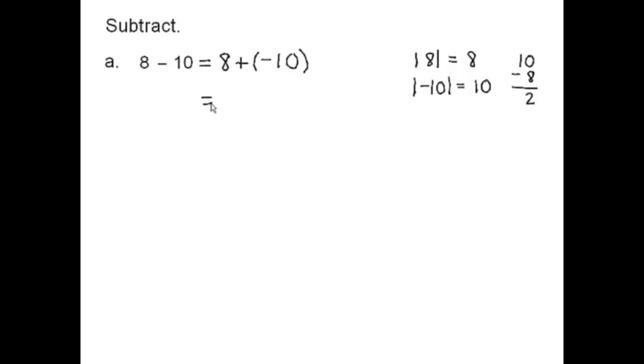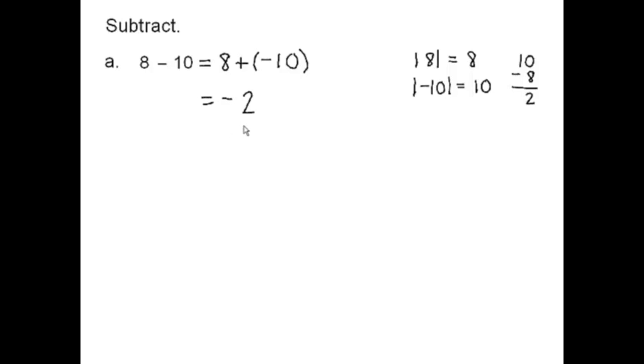So our answer has 2 in it, and then we need to figure out the sign. We take the sign of the number with the greater absolute value. Like we said, 10 is greater than 8, and in our problem, 10 has the negative sign. So our answer will be negative as well. So the answer is negative 2. 8 minus 10 is equal to negative 2.